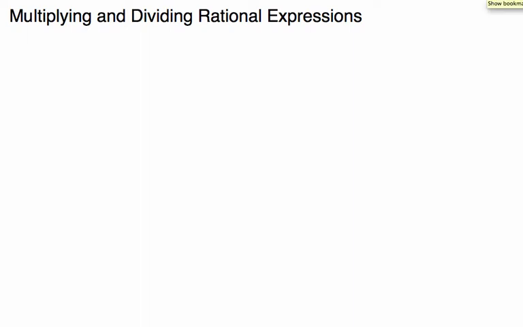Another way that rational expressions are like fractions is that we can multiply and divide them. So here's a little recall from when we did this with fractions. We would have a number like, say, 2/3, and we'd multiply it by 1/7, and we learned that you would multiply the numerators together and then multiply the denominators together.